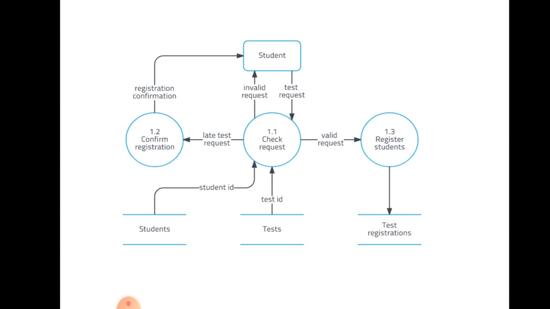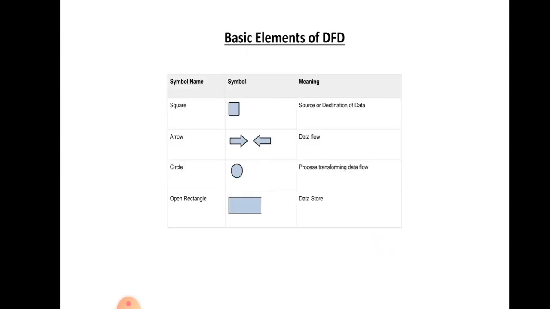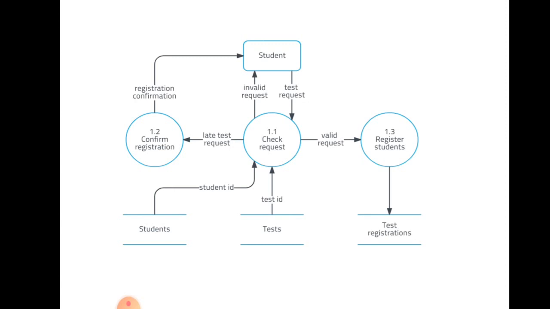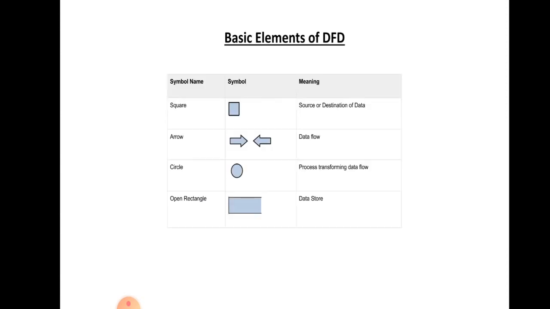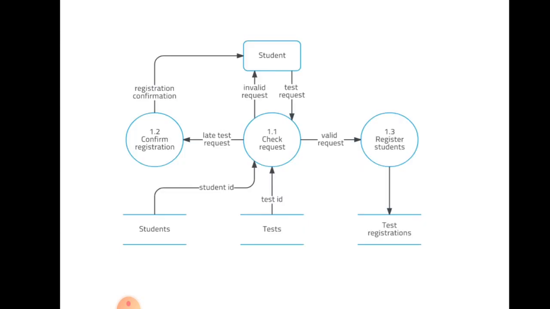There are three processes because there are three circles: 1.1, 1.2, 1.3. The circle represents the process, and each square and circle has an arrow. The arrow indicates the data flow, and there are three data stores, the open rectangle shapes: students, test, and test registrations. So this is the data flow diagram. This is the example for the student test registration process.